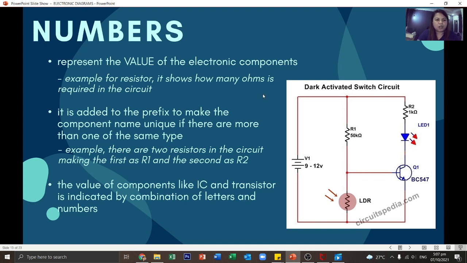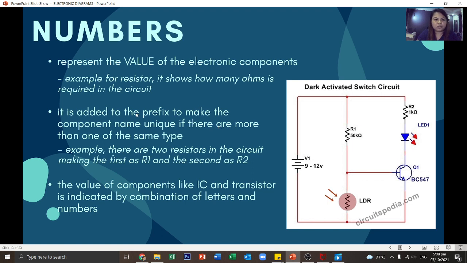Then we have the numbers. Numbers represent the value of electronic components. So if the letters represent the name, the numbers represent the value. For example, for a resistor, it shows how many ohms are required in the circuit. So like this one, for this R, this resistor, it is 50 kilo ohms. So it shows the value of the resistor in ohms.